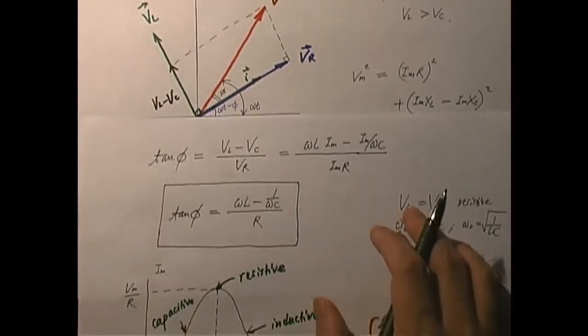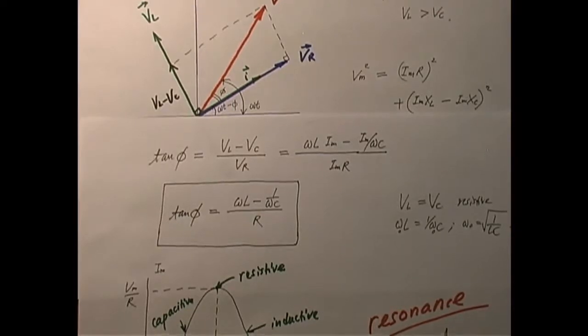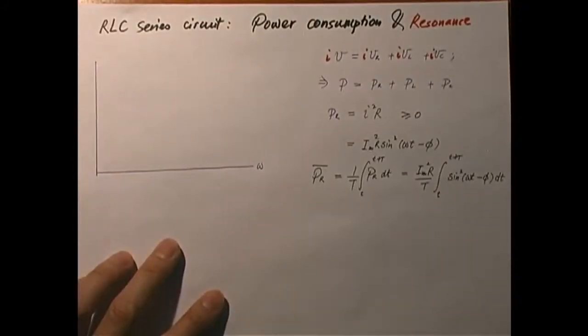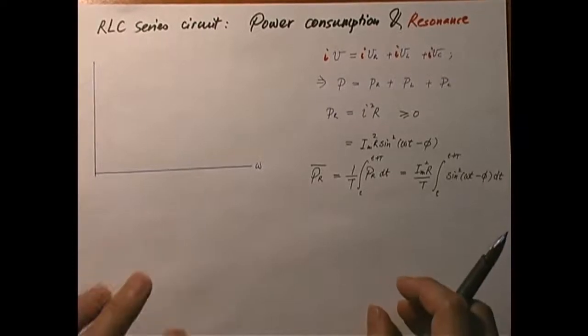But you can still drive a current through them. You still have to do work, right? So what kind of power do they deliver? Or what kind of power is delivered on the inductor, on the capacitor? How do we study the power consumption of an LRC series AC circuit? That is our next topic. So the power consumption and resonance, that's the next subject.